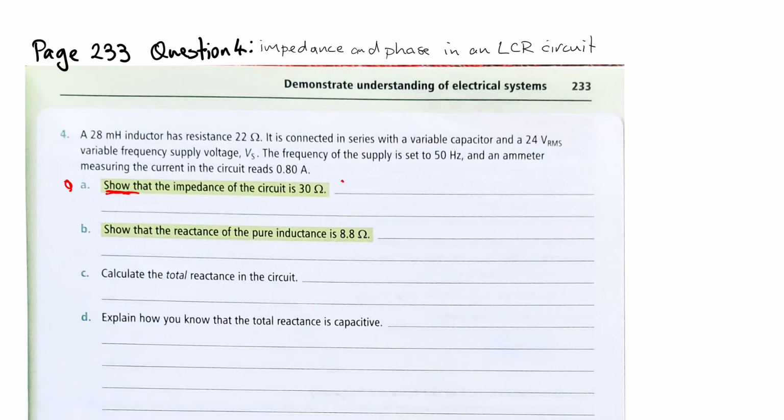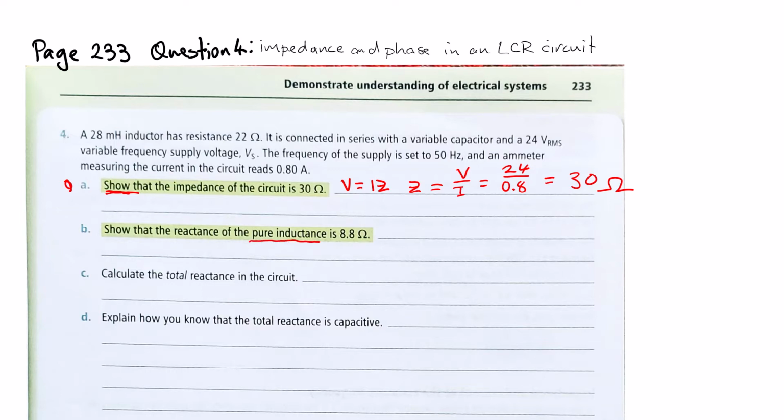So we've got V equals IZ, and we want to find the impedance, so let's rearrange that. Impedance is equal to voltage over current, which equals 24 volt over the given current of 0.8, so that gives us an impedance of 30, and of course it's impedance, so it's ohms.